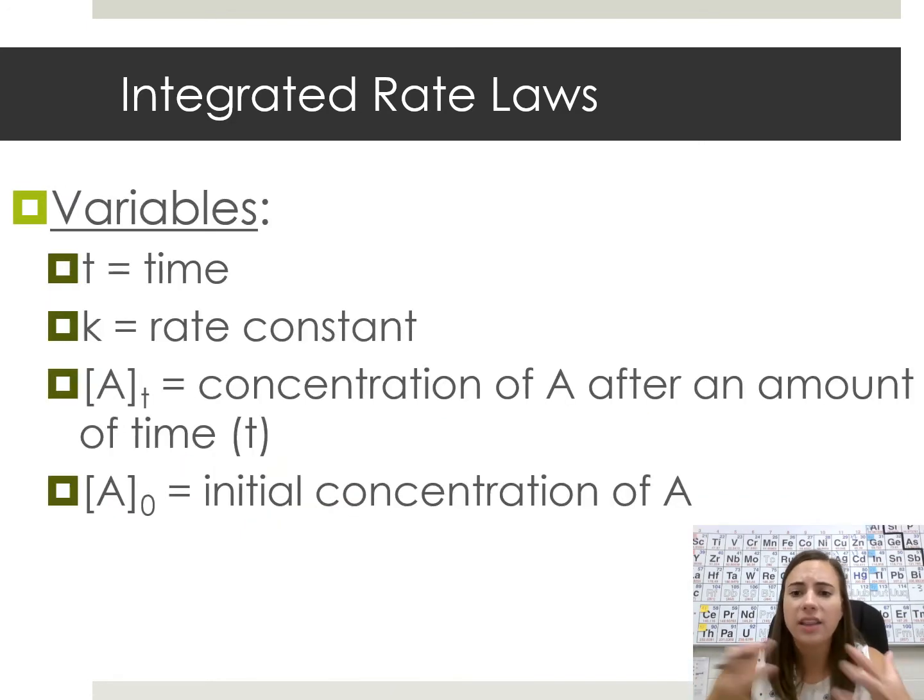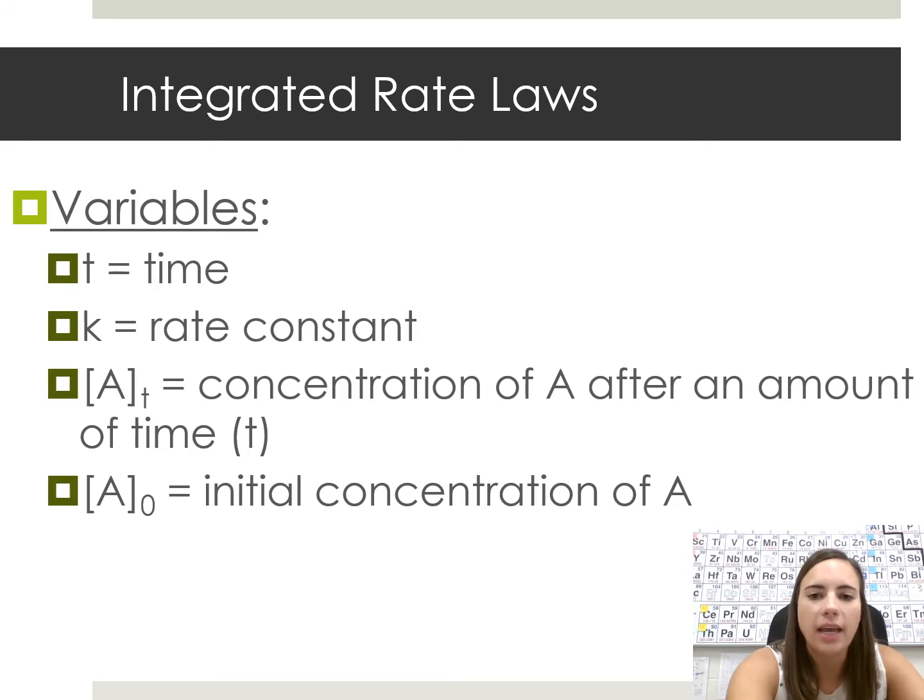So within these integrated rate law equations, we're going to have some variables. We're going to have t, which is time, k, which is still our rate constant, the same thing as before, [A]t, the concentration of A after an amount of time, that's what that little t means, and remember brackets mean concentration of, and then this little subscript 0 is the initial concentration of A. So those are what our variables mean.